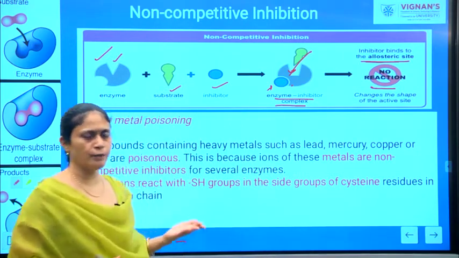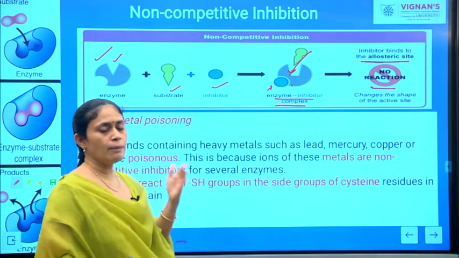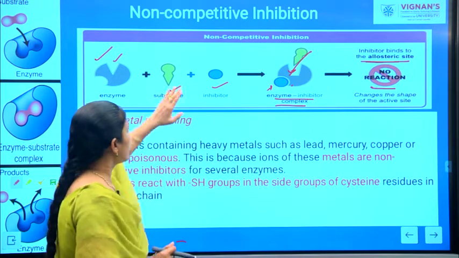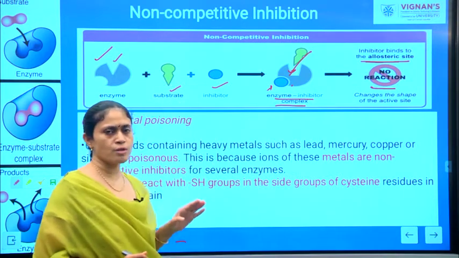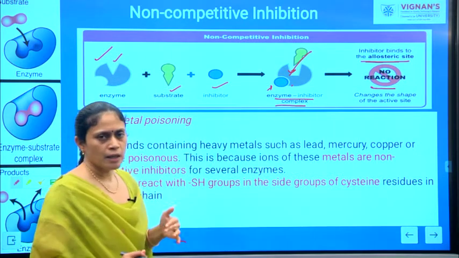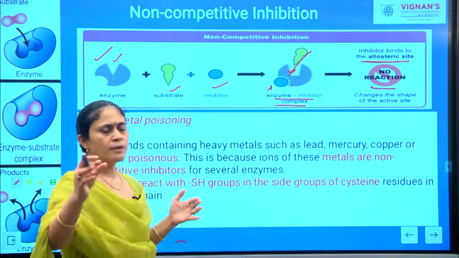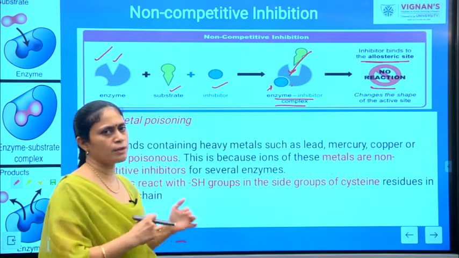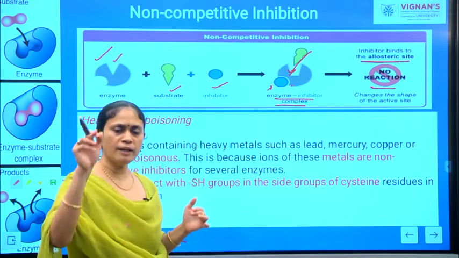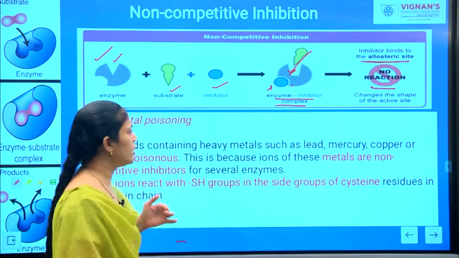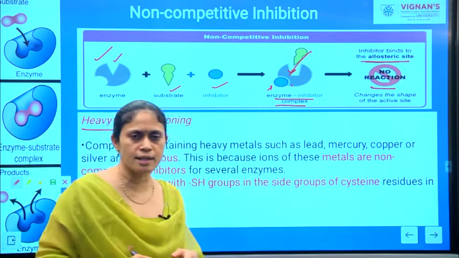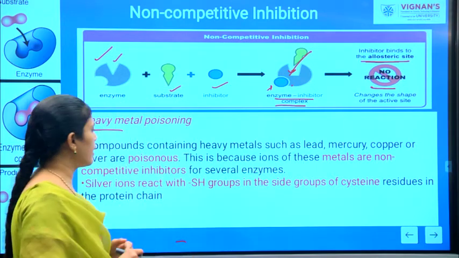In the competitive inhibition process, your inhibitor is going and binding to the active site of the enzyme. But in the case of the non-competitive inhibition process, your inhibitor is going and binding to the allosteric site of the enzyme. As an example for this particular process, I can discuss with you the effect of heavy metals.